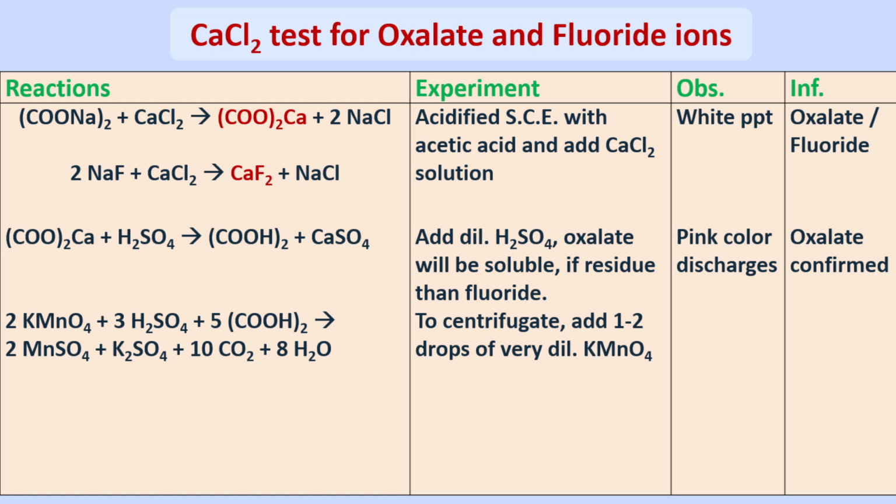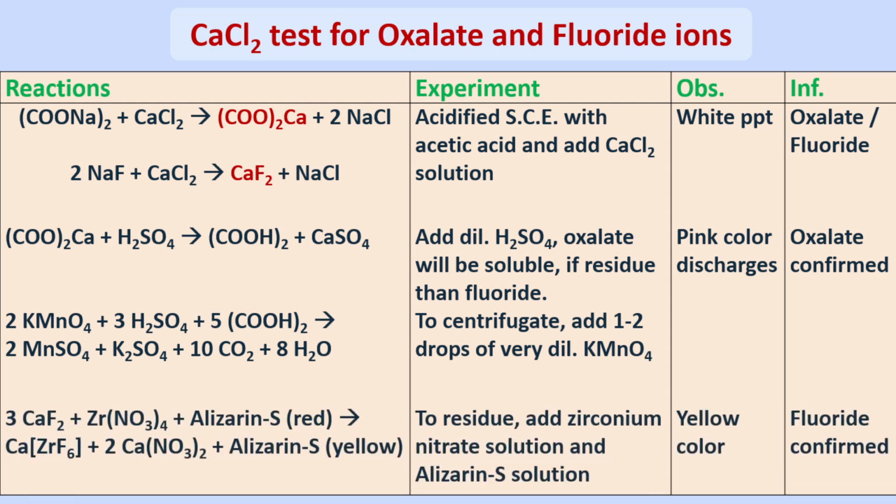To confirm the presence of oxalate, add 1 or 2 drops of very dilute potassium permanganate solution to the filtrate. If the pink color of potassium permanganate is discharged, then oxalate is there. For fluoride confirmation, add zirconium nitrate solution and alizarin S solution to the residue. The formation of yellow color confirms the presence of fluoride ion.